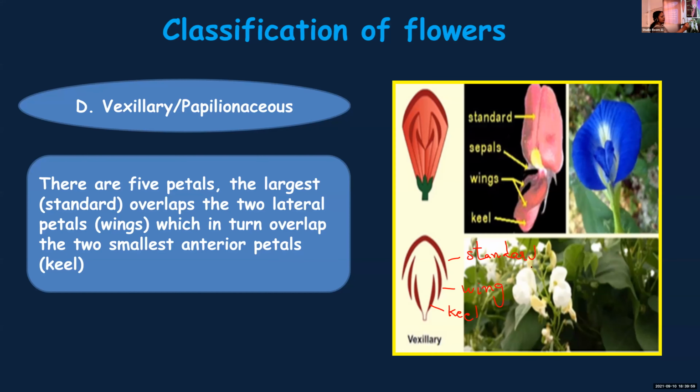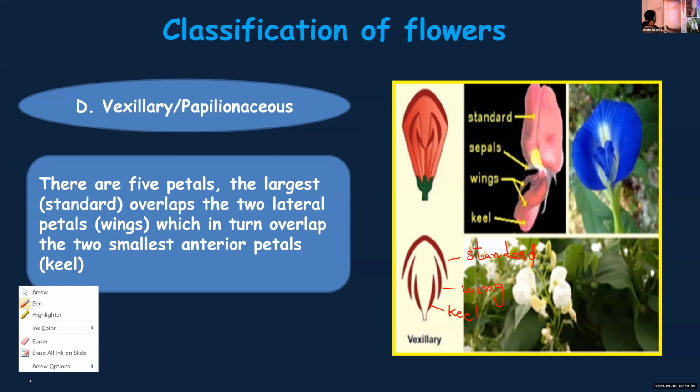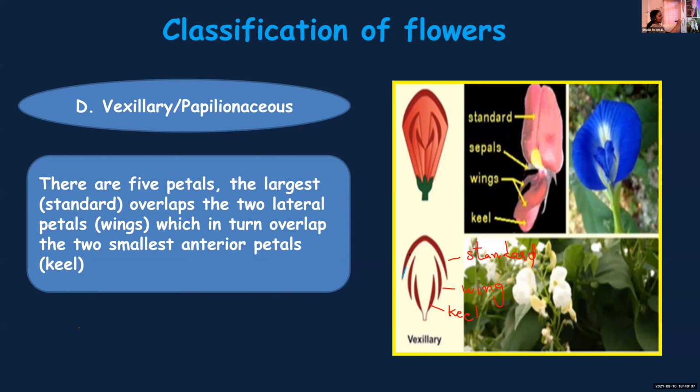As you can see in the figure, the largest one, the standard, is overlapping. This is the standard one. It is overlapping the two lateral petals known as wings, which in turn are overlapping two smaller petals known as keel. So standard, wing and keel.